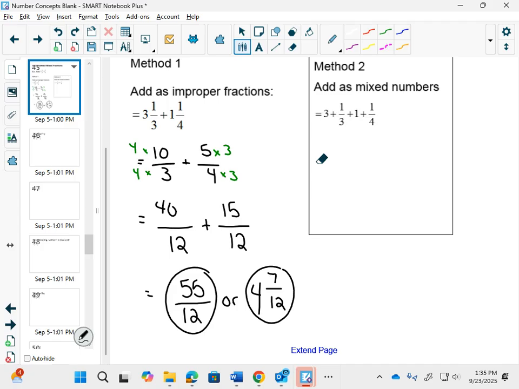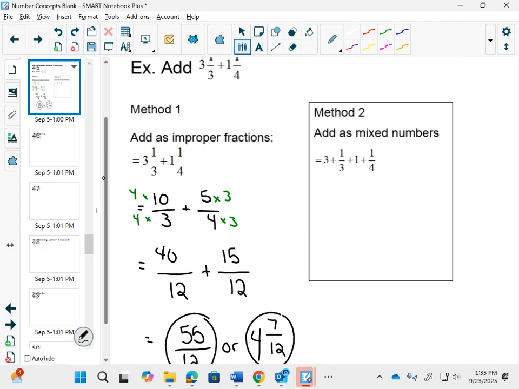That's method 1. Method 1 is really good for reviewing changing to improper fractions and reviewing just adding regular fractions. But as I said, method 1 gets bigger numbers. So sometimes, especially with our times tables, as they get bigger, I notice that's when you start to struggle a little bit with the numbers. So method 1 could be harder.